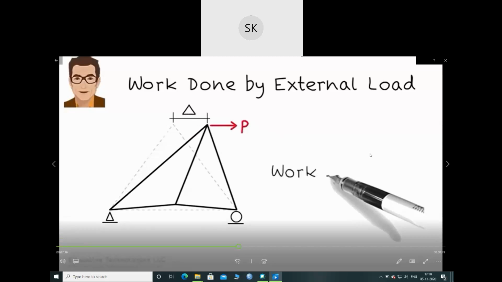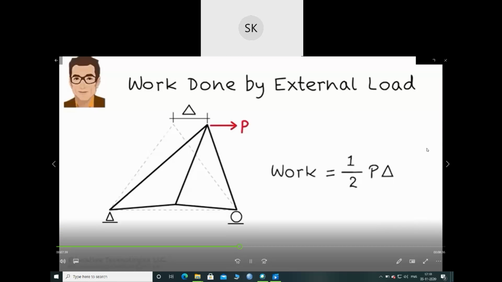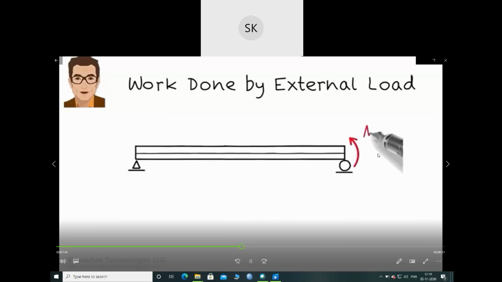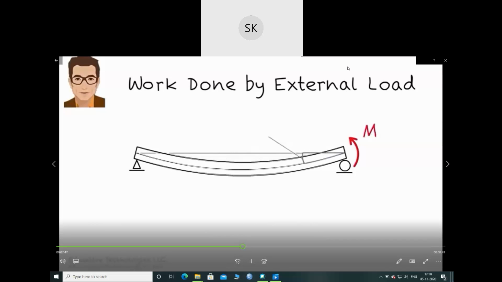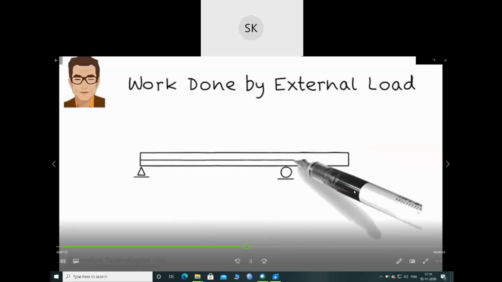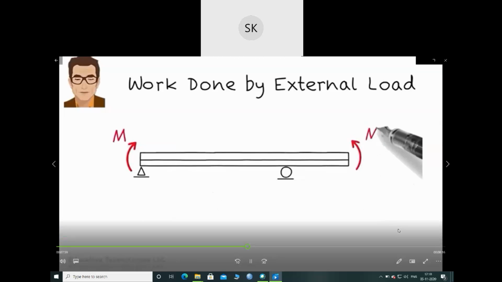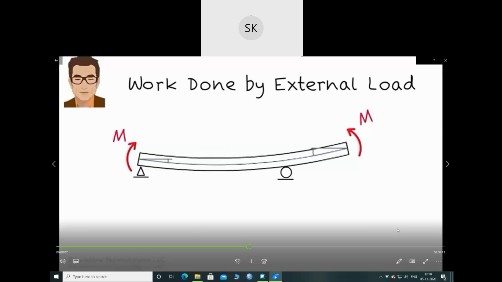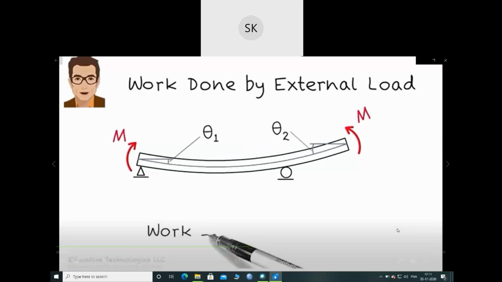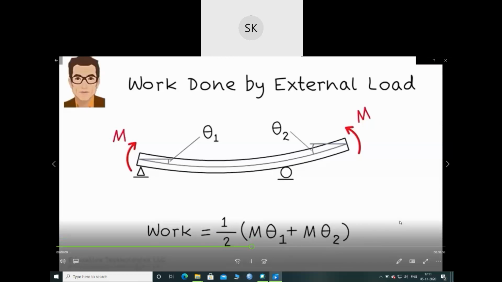And here work is 1/2 P delta. For this beam, work can be written in terms of the product of the applied moment by the rotation of the beam under the moment. So external work here equals 1/2 M times theta. And here, total work is 1/2 M1 times theta 1 plus 1/2 M2 times theta 2.